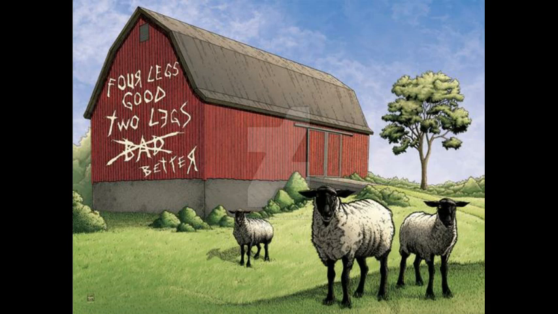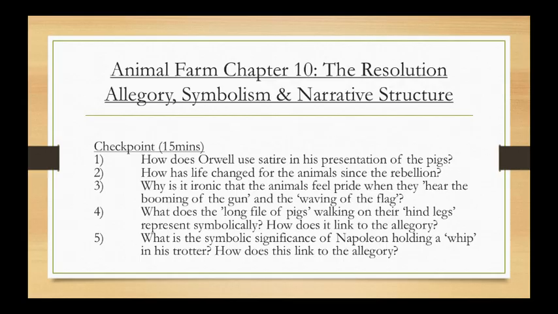And once again, as you can see on your screens, the sheep are used in the story. They've changed their maxim from four legs good, two legs bad to four legs good, two legs better. And again, this is an allegory for how Stalin used the uneducated working classes to spread misinformation, but also manipulated them into believing anything that he said. So it's about the ignorance and the exploitation of the uneducated working class.